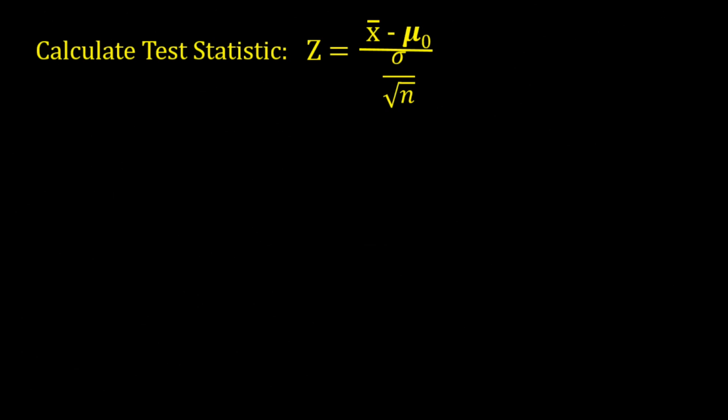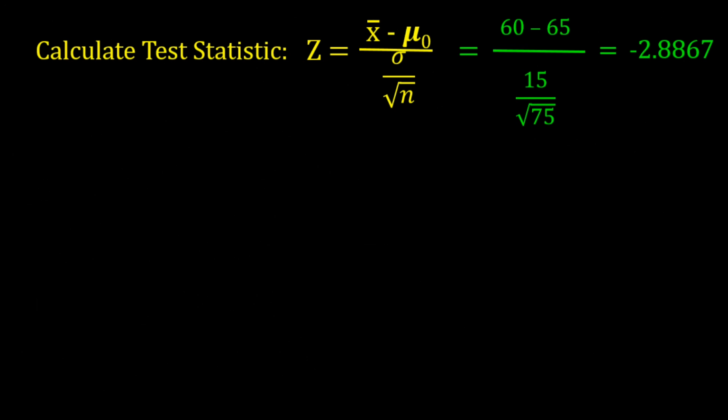Z is equal to x bar minus mu naught divided by sigma over the square root of n. In fact, almost everything we did for a two-tail test, we do for a one-tail test. There are only minor differences, such as the way the null and alternative hypotheses are stated, and the rejection region is only in one tail area and not two tails. So let's calculate the test statistic. 60 minus 65 divided by 15 over the square root of 75. And that gives us minus 2.8867.